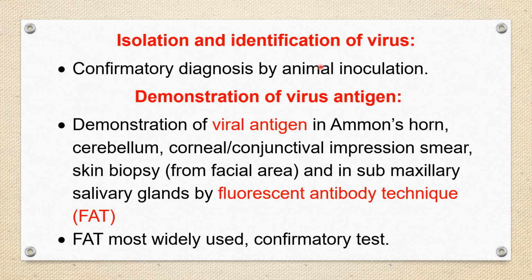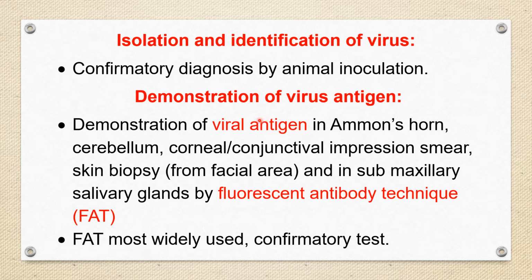Isolation and identification of virus. This is a confirmation of the disease. In the laboratory, the technician isolates and identifies the virus. It is a confirmatory diagnosis, and this can be achieved by animal inoculation of the rabies infected materials.